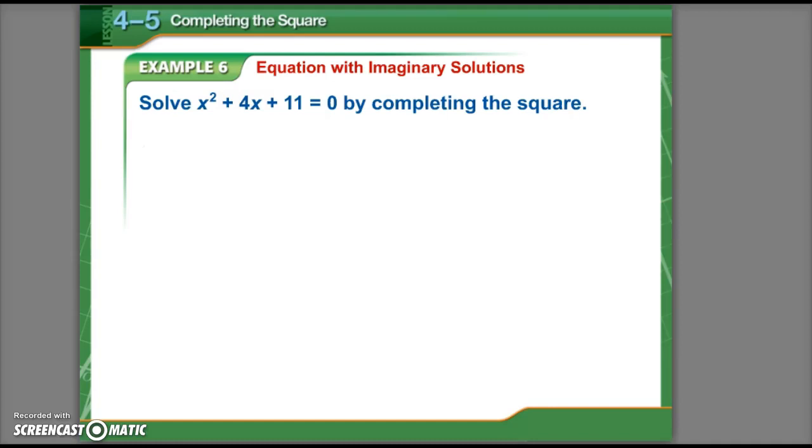All right, we are picking up with example 6 from Unit 1, Lesson 5 on completing the square. Example 6 says that we need to solve x squared plus 4x plus 11 by completing the square, and we are told that this is going to be an equation with imaginary solutions. So if you think back to Unit 1, Lesson 4, when we learned about complex numbers, our answers to this equation are going to have complex numbers.